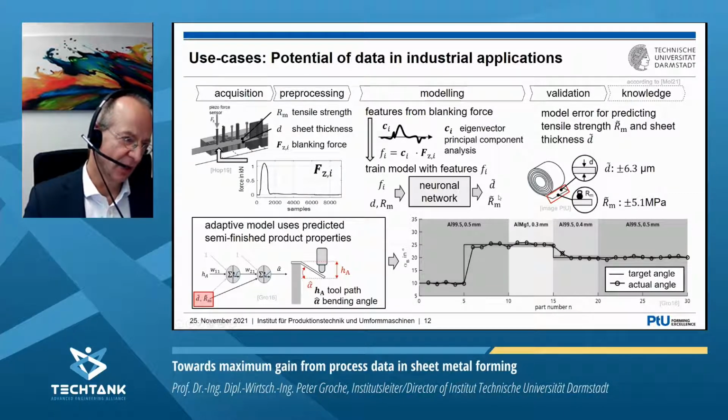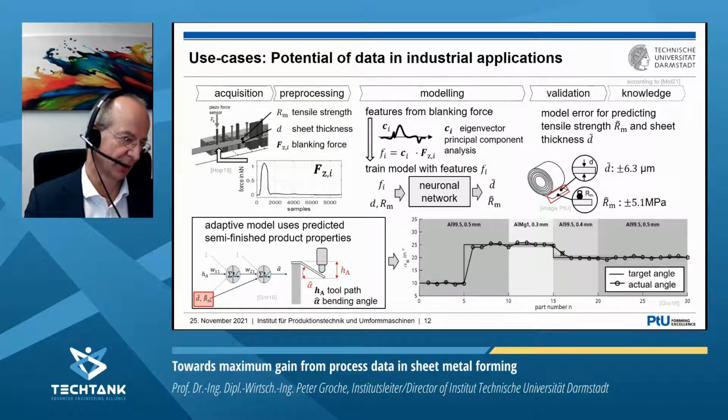Now, if we know such kind of deviations in our semi-finished products for each part, that means 100%, we then can go in the next step to a second model which allows us for adaptive control. Because now we are able to adapt our process parameters, in this case the depth or the distance and the travel of our part for a punch for our bending operation, accordingly to the deviations which we have in the material properties.